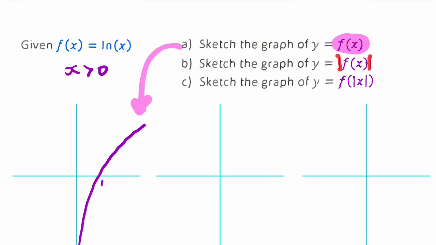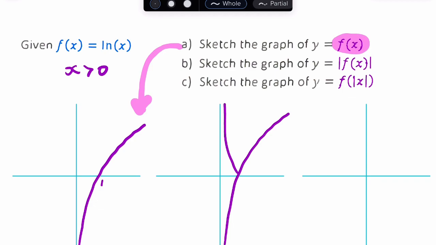So the modulus of f of x means every point here on the graph must be positive. So all the negative points are converted by the modulus function to positive points. So your graph originally looked like this. Now all these negative points will be reflected upwards and converted to positive points, and the negative parts will all be removed.